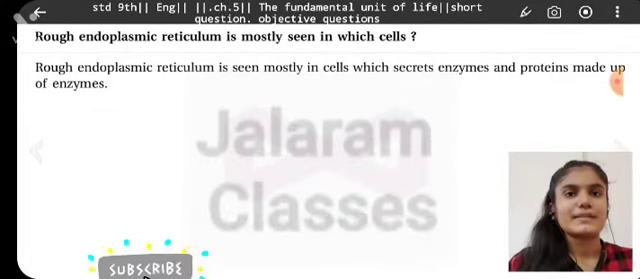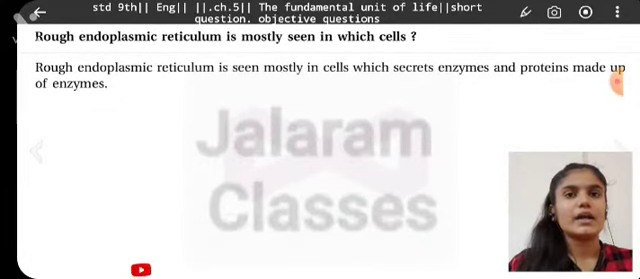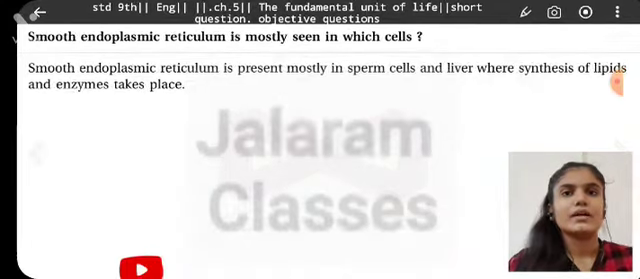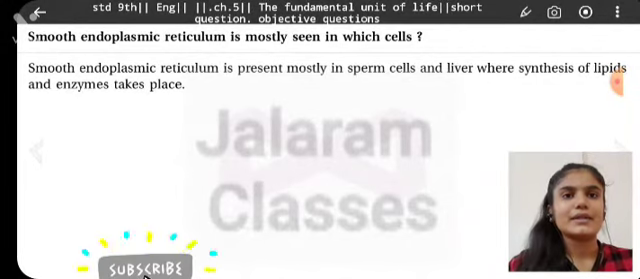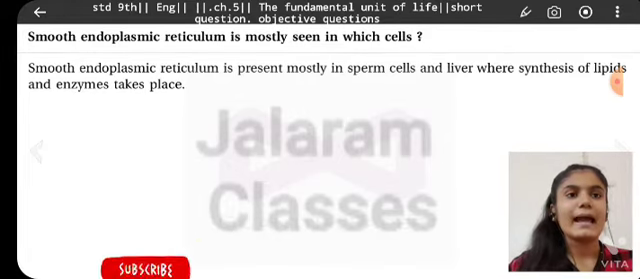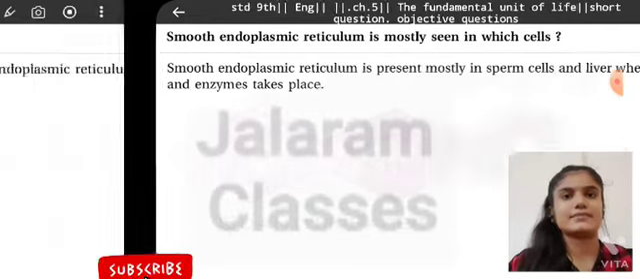Rough endoplasmic reticulum is mostly seen in which cells? Rough endoplasmic reticulum is seen mostly in cells which secrete enzymes and proteins made up of enzymes. Smooth endoplasmic reticulum is mostly seen in which cells? Smooth endoplasmic reticulum is present mostly in sperm cells and liver, where synthesis of lipids and enzymes takes place.